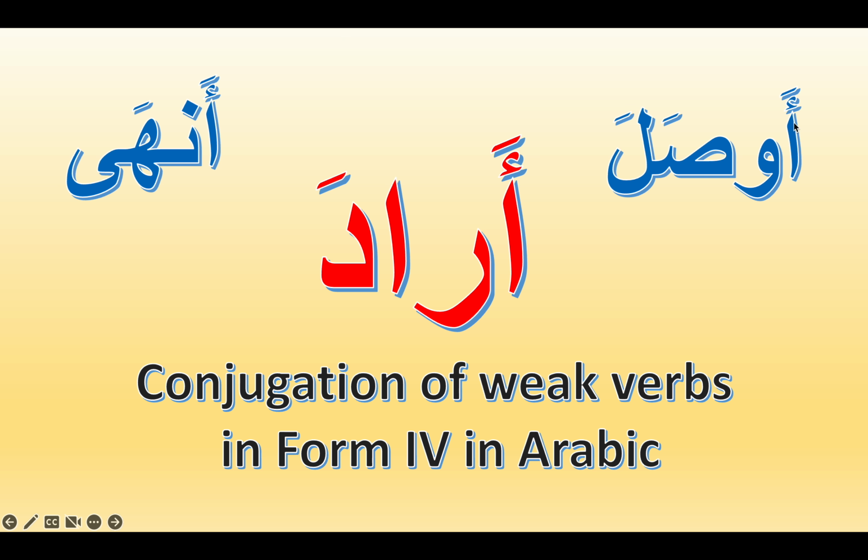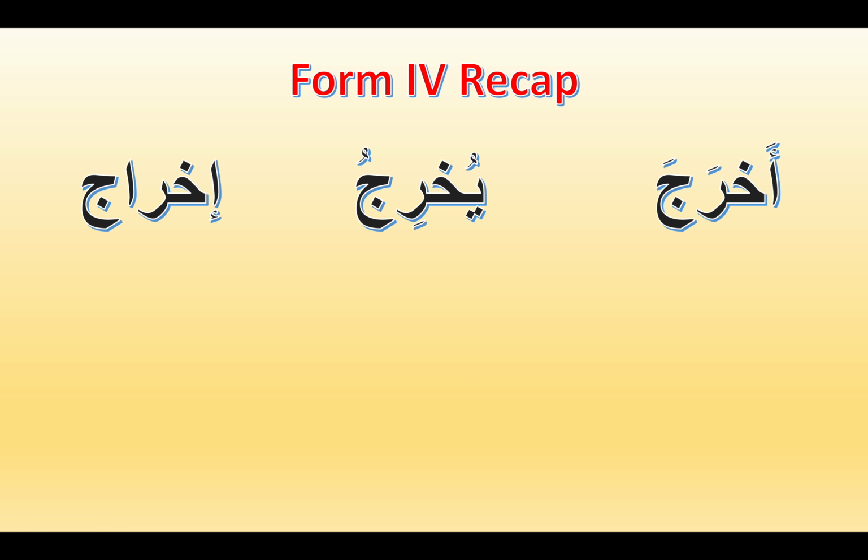So here we have awsala, where a weak letter is the first root letter. Then we have arada, where a weak letter is the second root letter. And then we have anha, where a weak letter is the third root letter. But today we're going to be focusing on a weak letter as the first root letter. Let's get started.